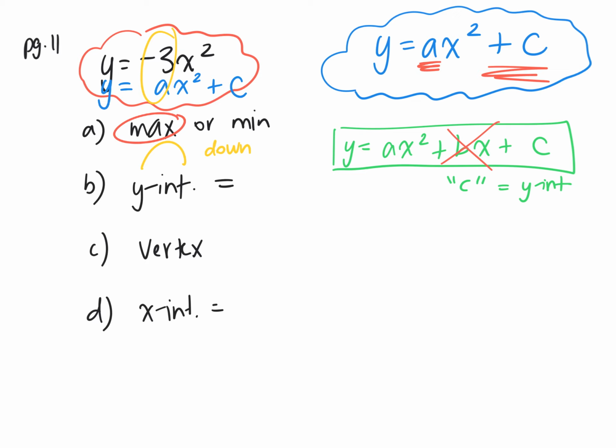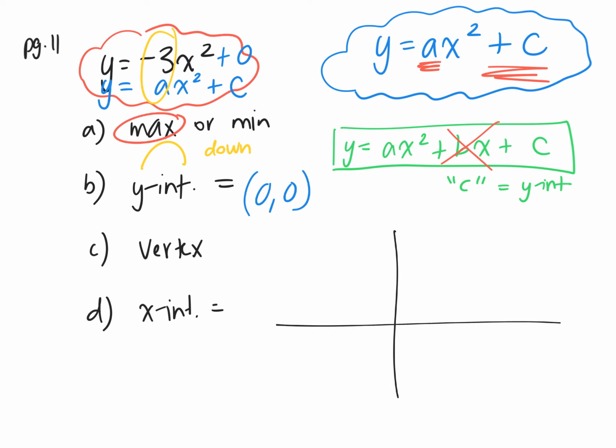Okay. Now, in this equation, it's negative 3x squared, so I can technically write plus 0. There's nothing there. So what is the y-intercept? 0, right? Because it's plus nothing. If the y-intercept is 0, 0, where would the vertex be in this example? It's in the form y equals just negative 3x squared. So where's the vertex? It's going to be at 0, 0.